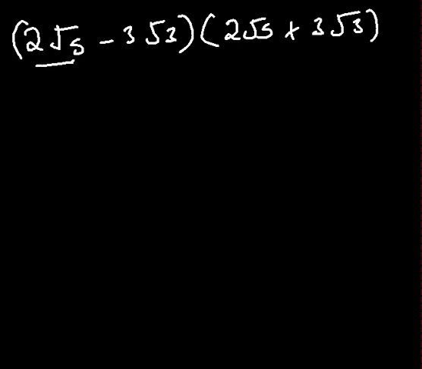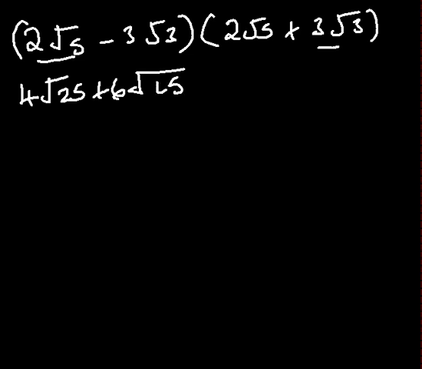So the coefficients will multiply. We have 4 times root 5 times root 5, that is root 25. Then we have this times this, the coefficients will multiply: positive 6 times root 15, since 5 times 3 is 15. And the minus, the coefficients will multiply: negative 6 root 15. And the coefficients will multiply as well: negative 9 times root 9.